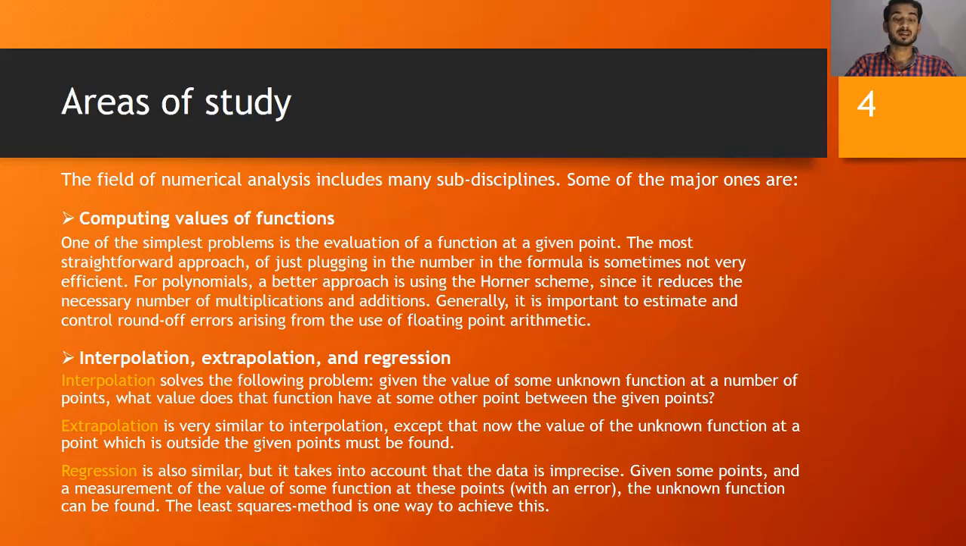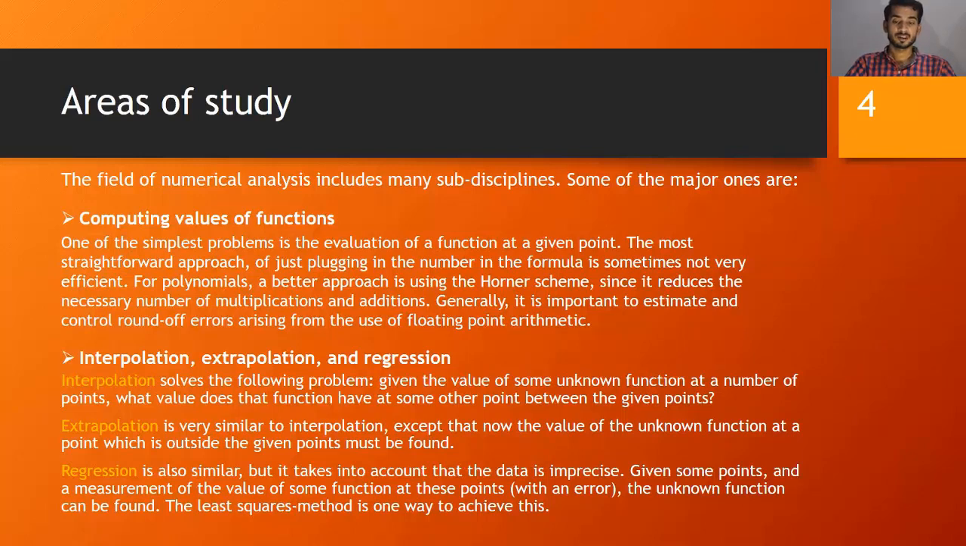Area number 2: interpolation, extrapolation, and regression. Interpolation solves the following problem: given the value of some unknown function at a number of points, what value does that function have at some other point between the given points? Extrapolation is very similar to interpolation, except that now the value of the unknown function at a point which is outside the given points must be found.